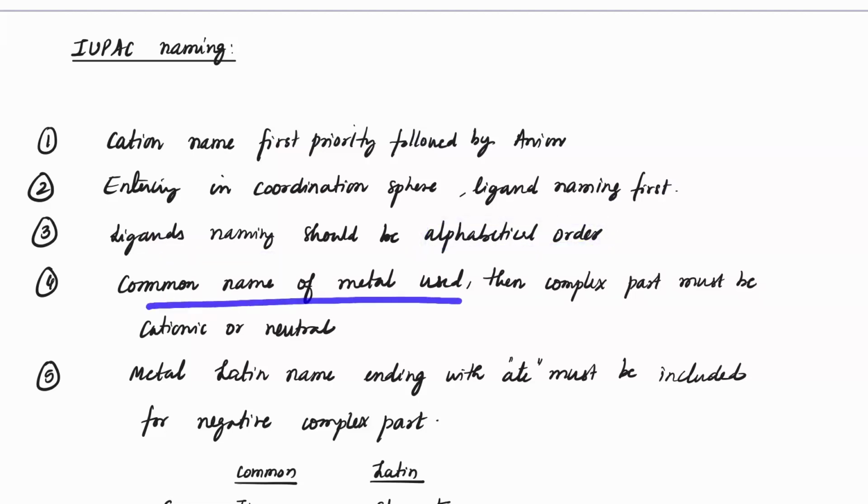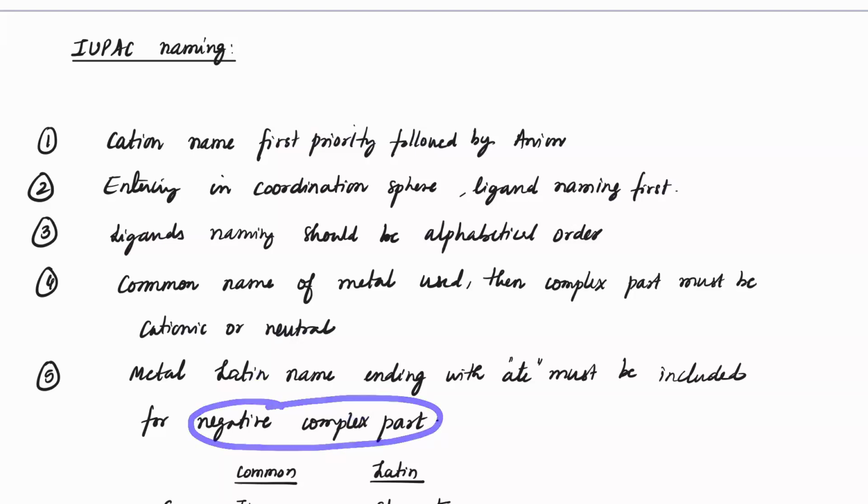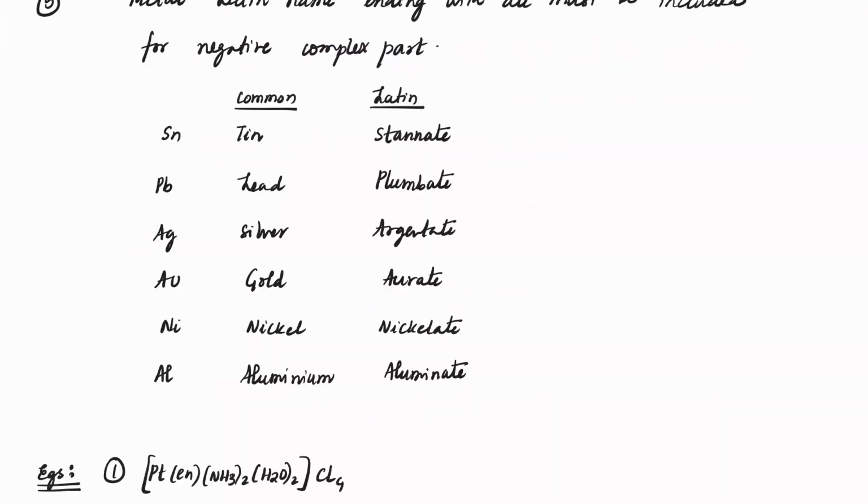The common name of the metal must be used if the complex part is cationic or neutral. Usually, the common name is what is to be used. The Latin name must be used if the negative part of the complex is present, and it should always end with ate. For example, tin, lead, silver, gold, nickel, aluminum. These are the common names. If you write the Latin name, especially when you have an anionic complex form, then it is stannate, plumbate, argentate, aurate, nickelate, and aluminate. These are the names that are to be used.